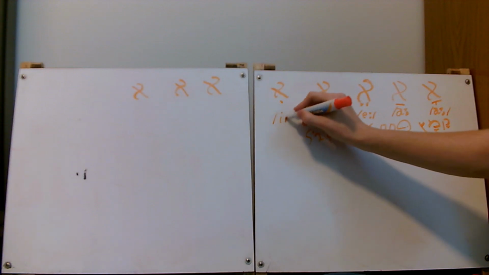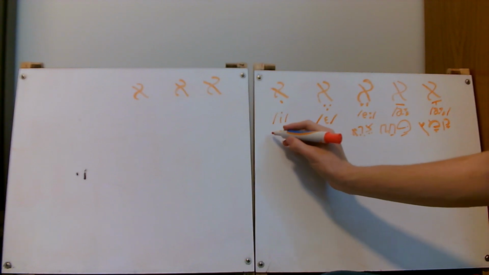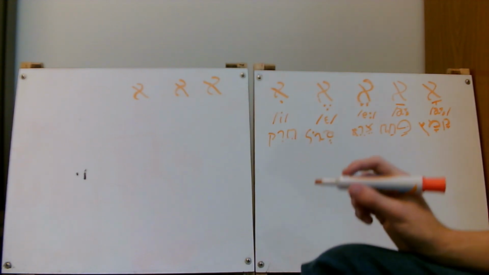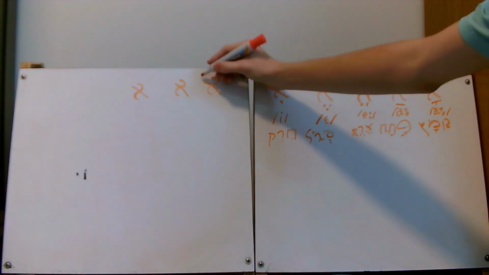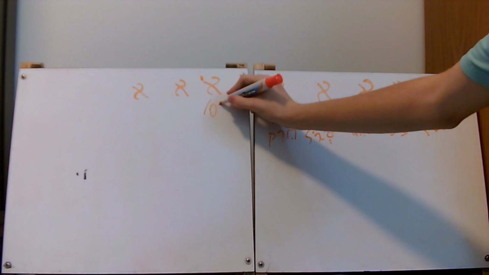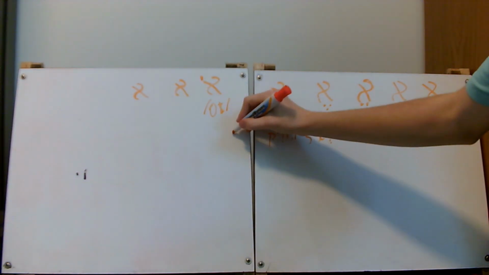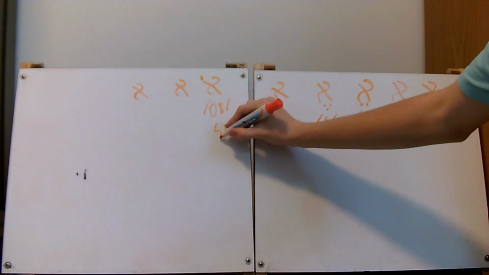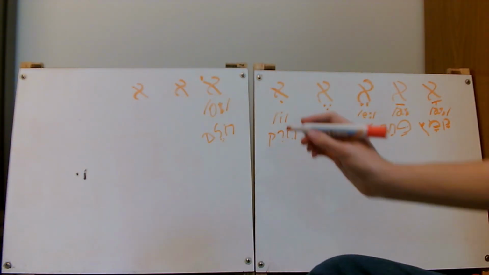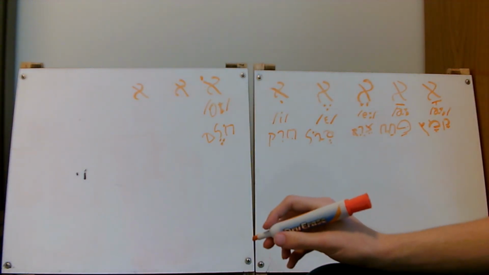So, our next one is one single dot below the letter. It is the short i sound, and it is called chirik. After that, we have one dot to the top left. This makes a long O sound, and it's called holem. Let me write this more visibly. Holem.